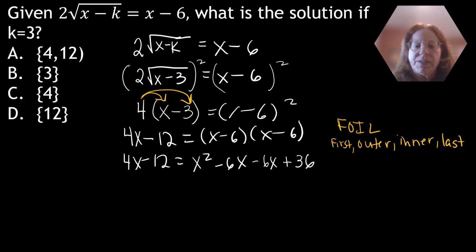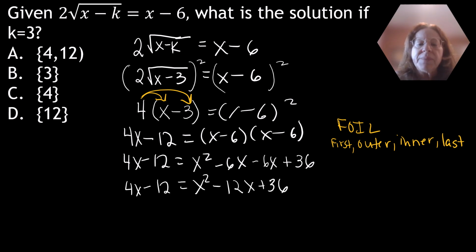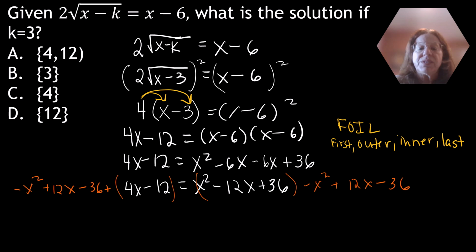The first two terms are x times x, which is x squared. The outer terms are x times minus 6, which is minus 6x. The inner terms are minus 6 times x, which is minus 6x. And the last two terms are minus 6 times minus 6, which is positive 36. Combine those middle two terms, minus 6x, and we get minus 12x. Now we're going to subtract x squared, add 12x, and subtract 36 from both sides so that we get everything on the left-hand side and 0 on the right side.